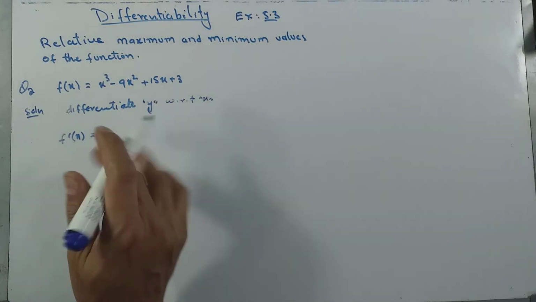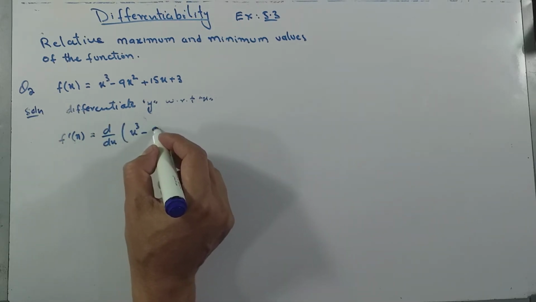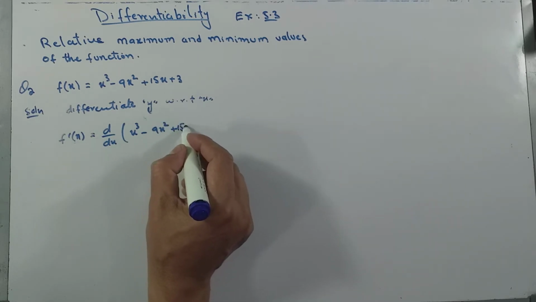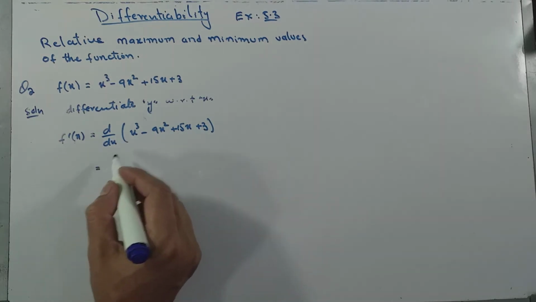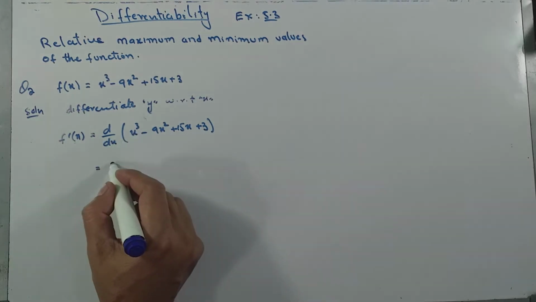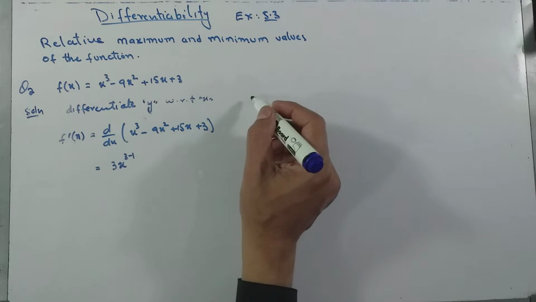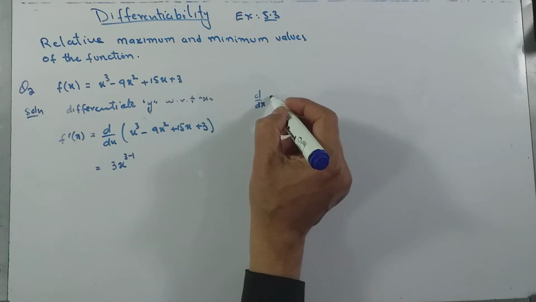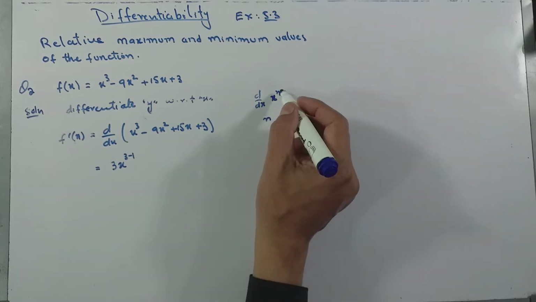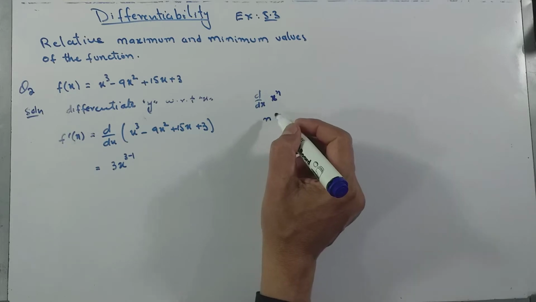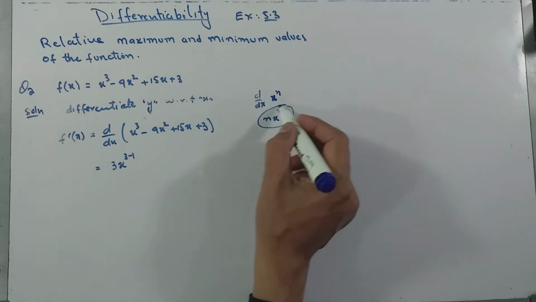Okay, let's do one more step. d over dx of this whole x cube minus 9x square plus 15x plus 3. We need to find out the derivative of this whole function. So d over dx of x cube will become 3x to the power 3 minus 1. Power rule means d over dx of x to the power n will become n, the exponent becomes the coefficient, and x to the power n minus 1. This is the power rule. We have already explained this one.